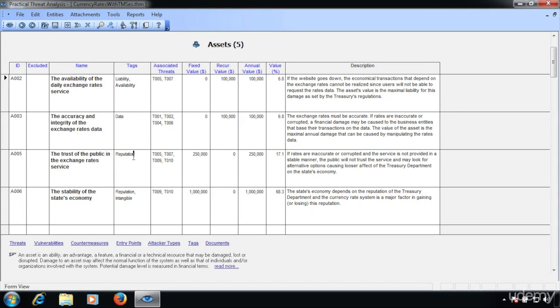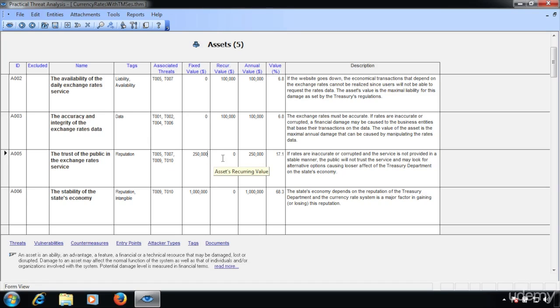So this is the link to the reputation, our company's reputation. If the rates were not accurate, the reputation of your company is going to go down, so people will not trust you anymore. This usually affects everything else. Now, the threats associated with this asset are 5, 7, 9, and 10, and the fixed value is $250,000. Why do you think that is? Why is it so high?